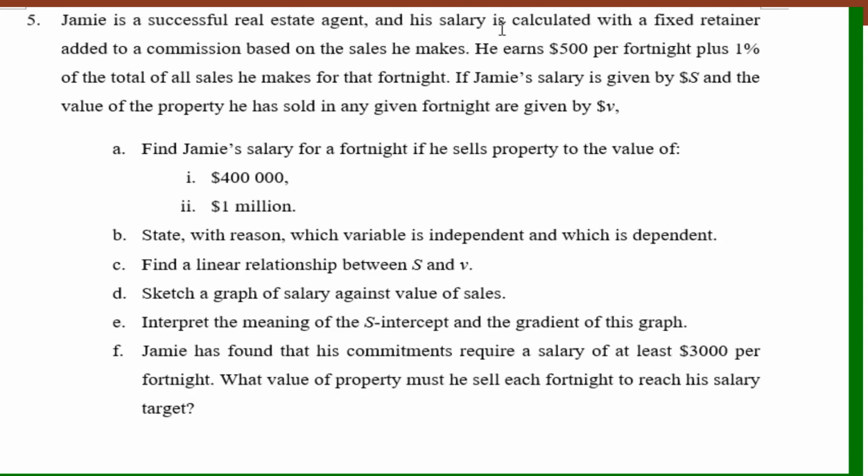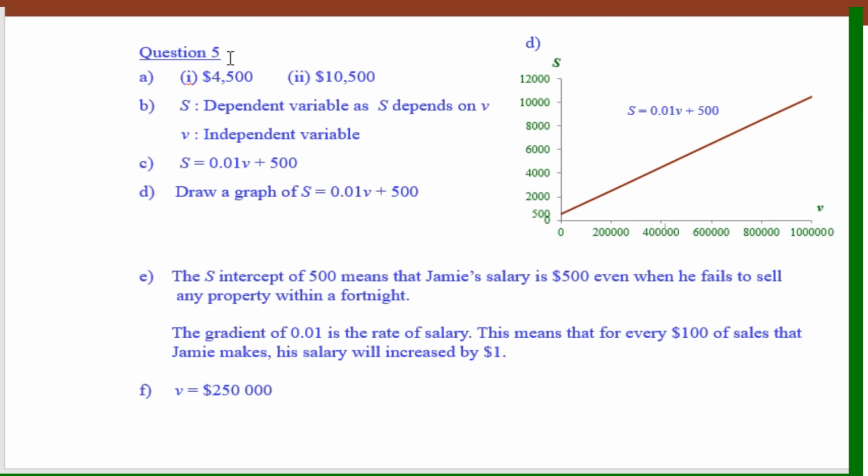Jamie is a successful real estate agent and is paid a fixed retainer added to a commission. He earns 500 per fortnight plus 1% of total sales. 500 is his fixed salary. So whether he makes a sale or he doesn't make a sale, he will still earn 500 plus 1% of the total sales. All right. So find Jamie's salary for a fortnight if he sells property to the value of 400,000. All right. So 400,000 times 1% plus 500. So you will get 4,500.